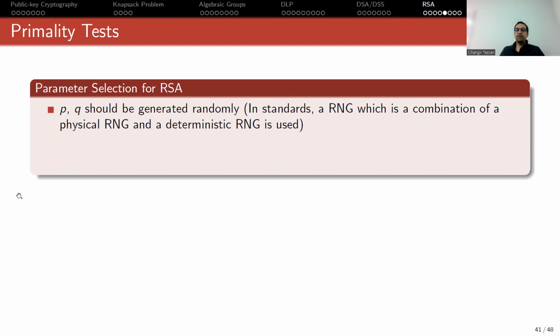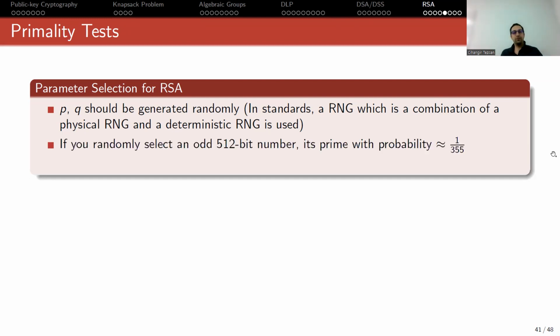P and Q should be generated randomly. In standards, a random number generator which is a combination of a physical random number generator and a deterministic random number generator is used most of the time. We talked a full lecture about randomness, so please remember all of those arguments we made there and assume that you have a random number generator. If you randomly select an odd 512-bit number, it's prime with probability 1 over 355. So you should be very lucky to pick a very huge odd number and expect it to be prime. And this probability decreases when the size of the number increases, right?